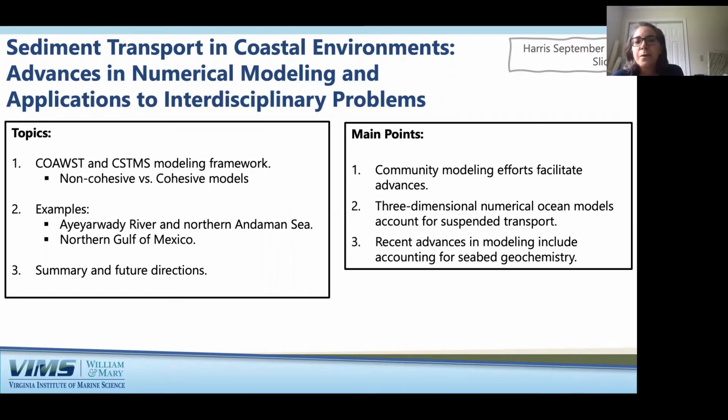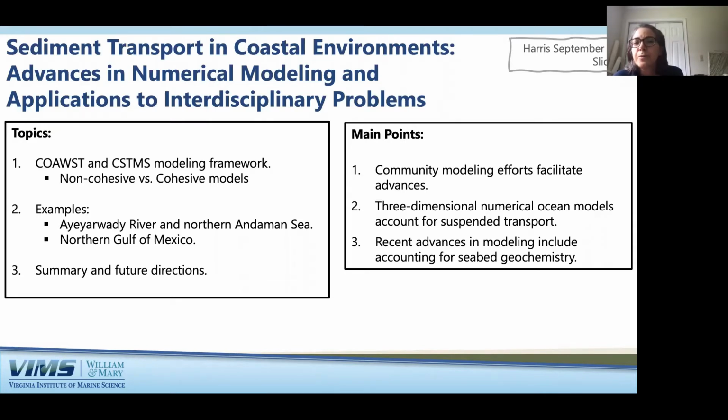But some of the main points I want to make is that when we work within a community model, so that means a numerical model where lots of different people contribute to different parts of the code, that allows us to really work within a larger research community and enables us to couple our area of expertise, so for me, sediment transport, to advances that my colleagues are making in other components of the model.